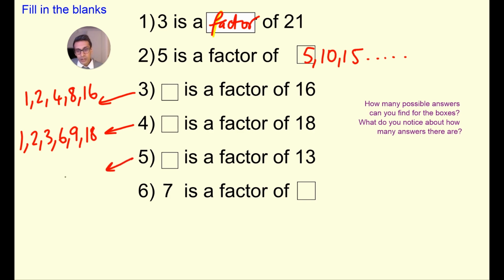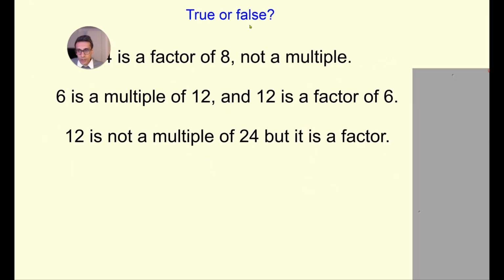Factor of 13, there's only 2 options here. It should be 1 or 13. And then 7 is a factor of, now here if 7 fits into a number, it could be 7, 14, 21, and so on. Anything in the 7 times table. Okay, so that was fairly straightforward. Now let's look at some examples of true or false. So pause the video and decide whether these statements are true or false, and then we can have a look.